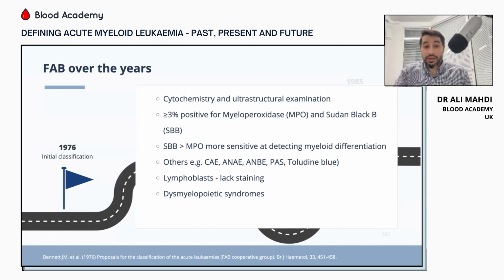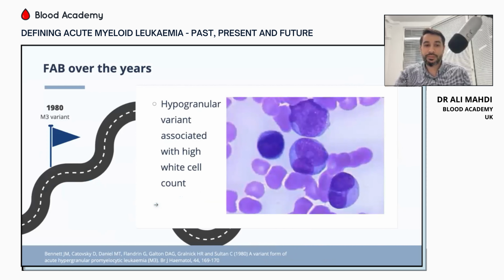Lymphoblasts, generally, at the beginning of the classification process, were recognized as lacking any staining for these key cytochemical stains. And MDS, or myelodysplastic syndrome, was not recognized as a term. Rather, there was a recognition of this other term called dysmyelopoietic syndromes.